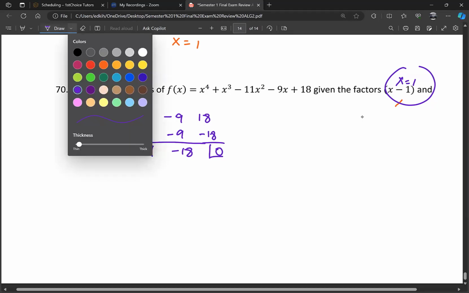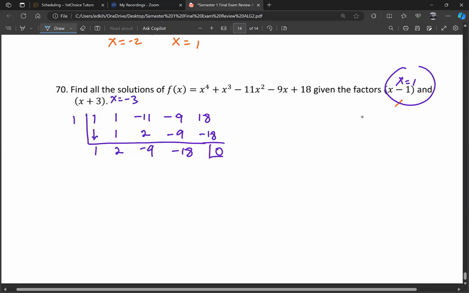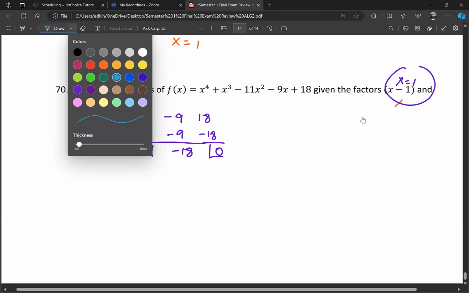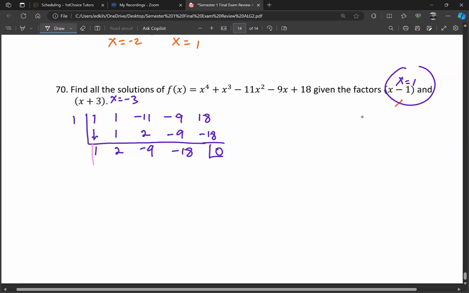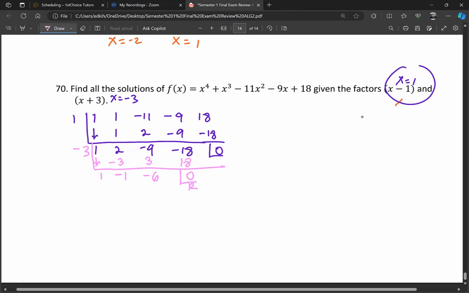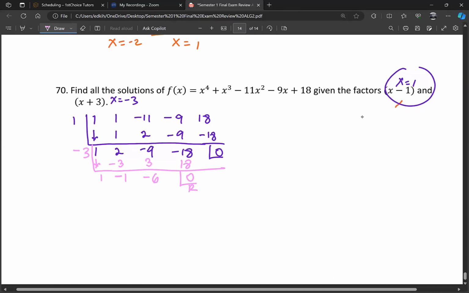Now look at the second one here, which is the -3. That's the one we're going to divide with next. I'm going to put it over here. Now we're dividing this by -3. Again, drop the 1, so multiply, add, multiply, add, multiply, then add. Again, the remainder is 0. That should not come as a surprise because, again, we knew that was a 0.